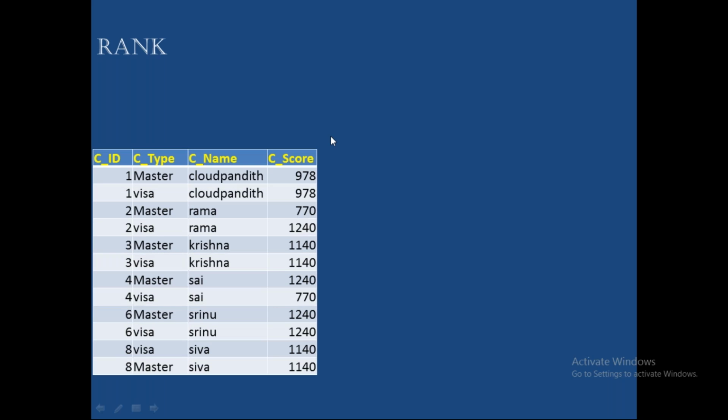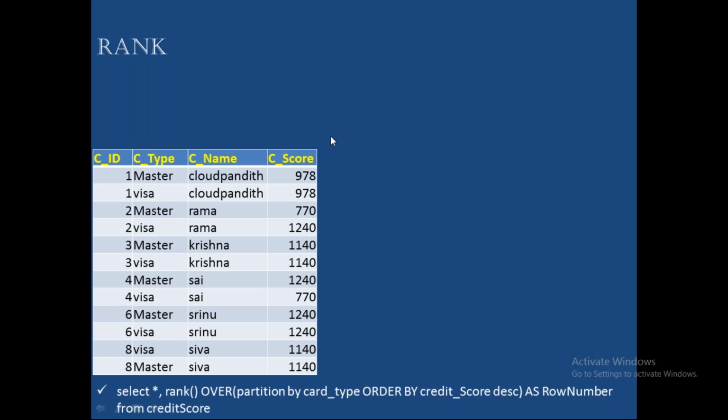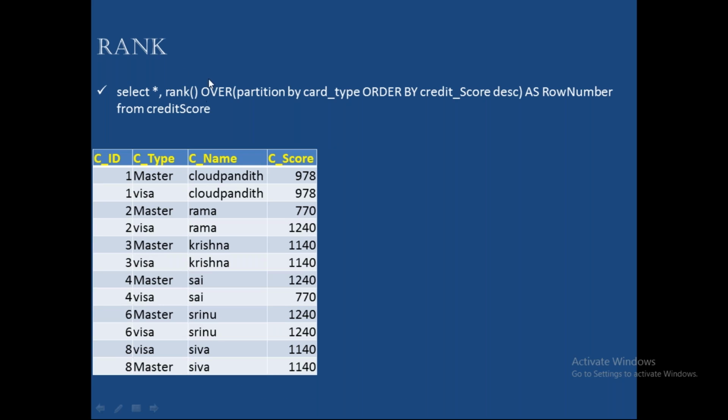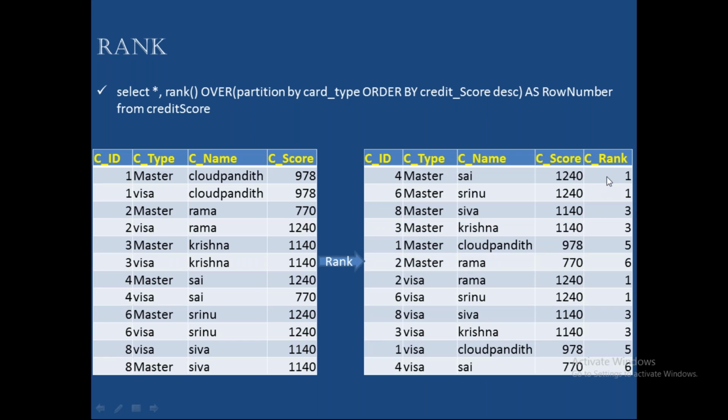Okay, remember. Now you see, these are my unique records. On this, instead of row number, I'm just generating rank. So when you say rank, same partition by card type, meaning 2 groups, order by credit score descending, same thing. But you see how rank generates numbers. This is group 1, and in this group, ranking will be given to this particular group.